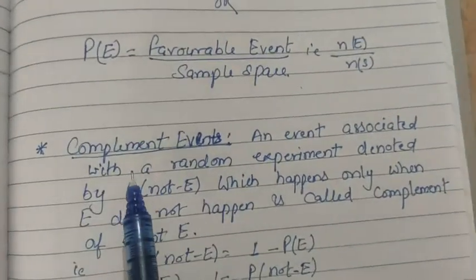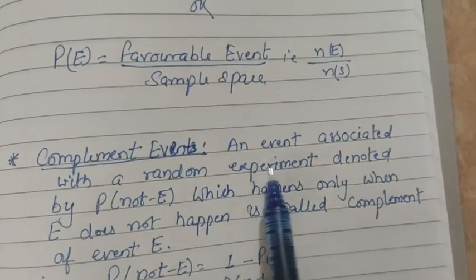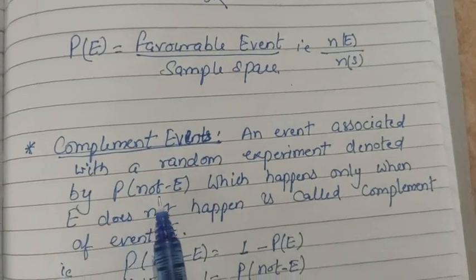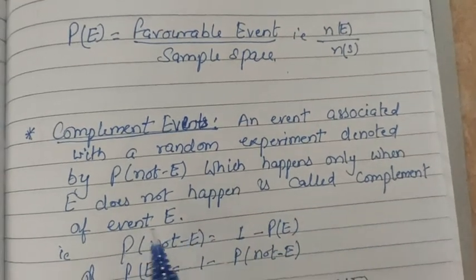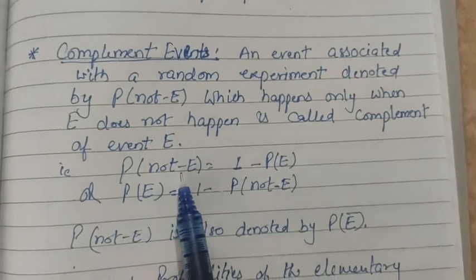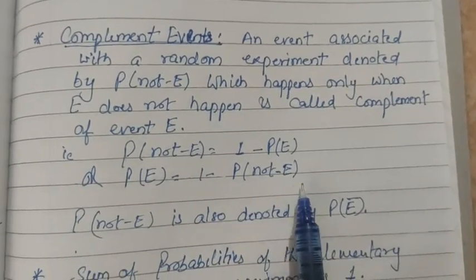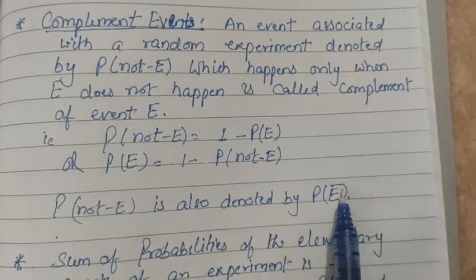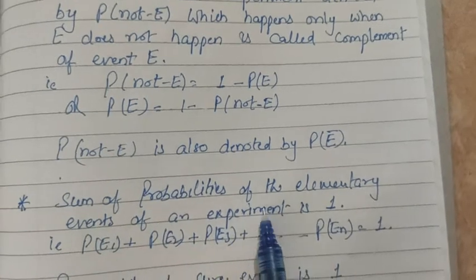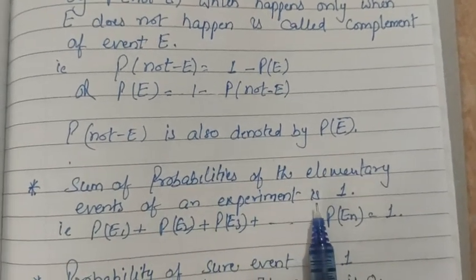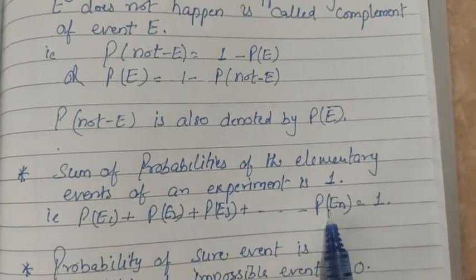Next one, complement event. An event associated with a random experiment, denoted by P of not E, which happens only when E does not happen, is called the complement of E. We can say P of not E equals 1 minus P of E, or P of E equals 1 minus P of not E. P of not E is also denoted by P of E bar. The sum of probabilities of the elementary events of an experiment is always 1. That is P(E1) plus P(E2) plus P(E3) and so on up to P(En) equals 1.